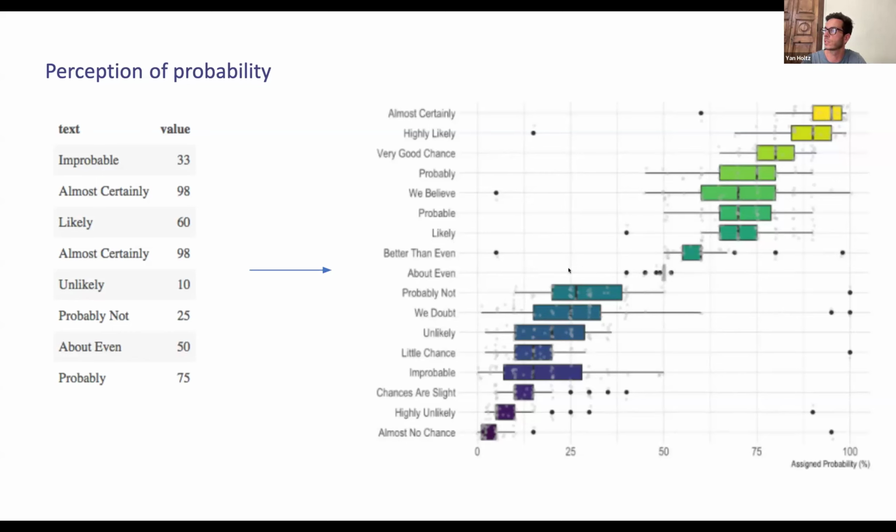And what's interesting too is that about even, a lot of people agree that it's about 50%, but probably not. That's not very accurate. People don't really know what it means. There is a very large distribution. So that's the box plot.